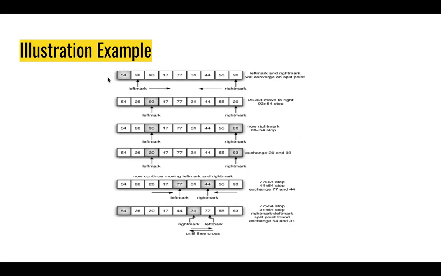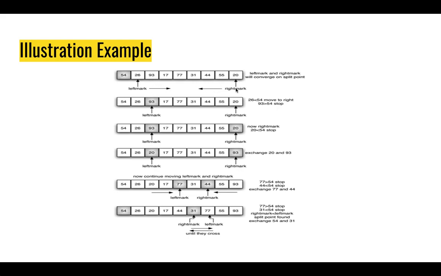Let us see the same example as discussed in the previous slide of textual representation. So what exactly will we do here? 54 is considered as the pivot element, the left pointer is pointing to 26, and the right pointer is pointing to 20. Now, to begin with, is 26 greater than 54? No, the left pointer moves further. Is 93 greater than 54? Yes. So we stop our left pointer at 93.